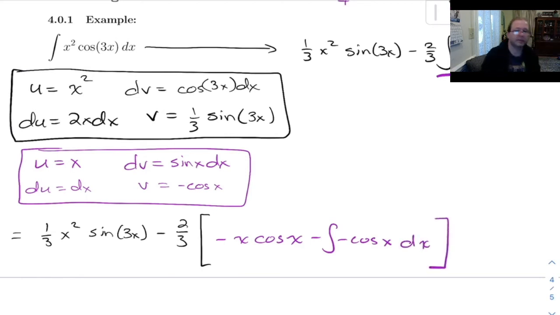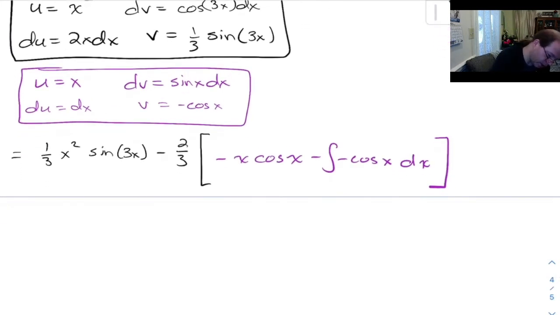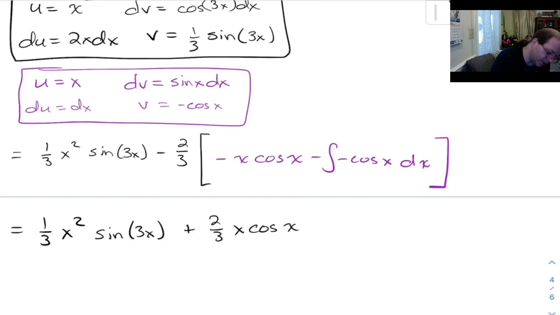All right. So let's clean that up as best we can. 1/3 x squared sine 3x. Okay, now this 2/3, I'm going to distribute that in here, so I'll get plus 2/3 x cosine x. And then over here, I've got negative 2/3, another negative, and another negative. So altogether, that's 3 negatives, so it's minus 2/3 integral of cosine x dx.